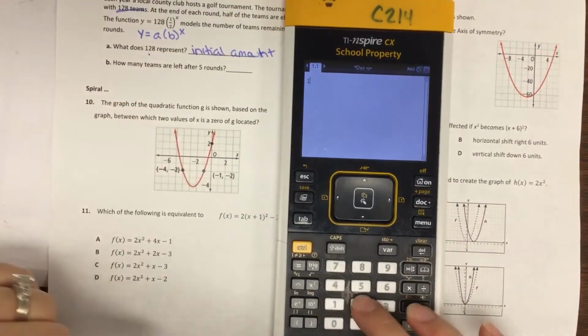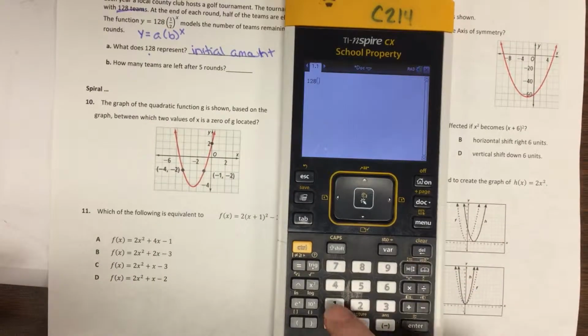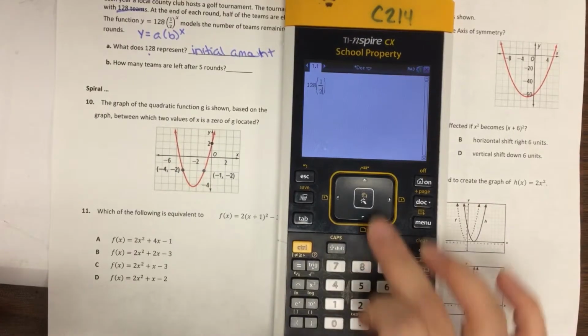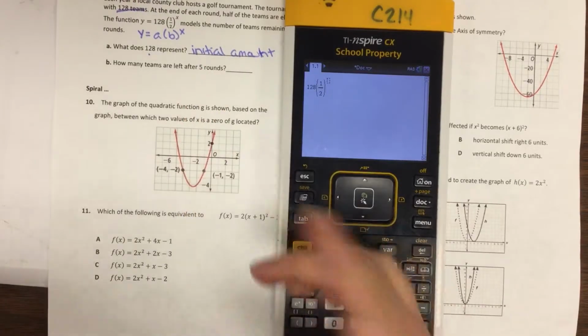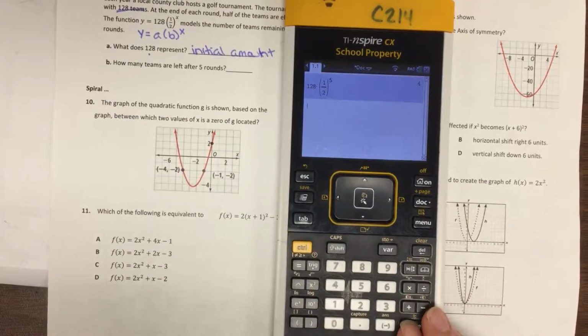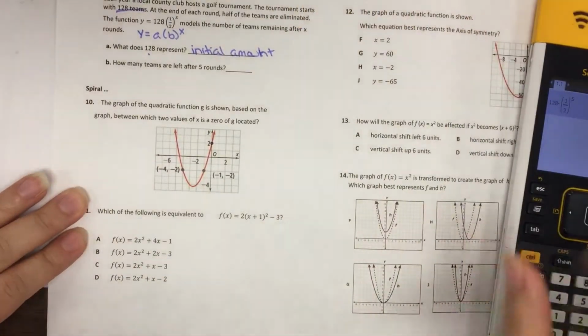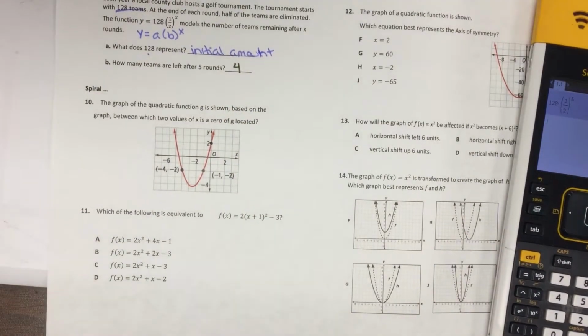And I'm going to type in the initial amount of 128 teams. And then in parentheses, we have it to the 1/2 power. If you want to use 1.5, you can. And then we're going to raise it to the 5th round because the x is representing each round. And we get 4. After 5 rounds, we are now left with 4 teams.